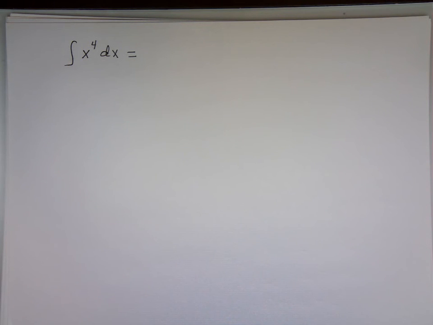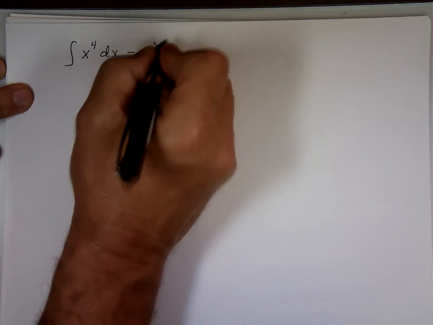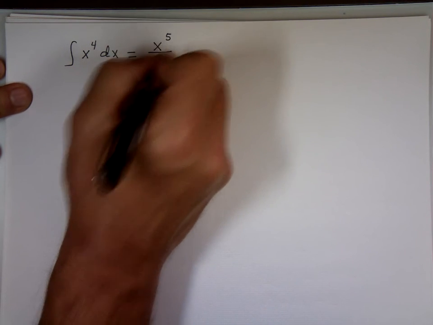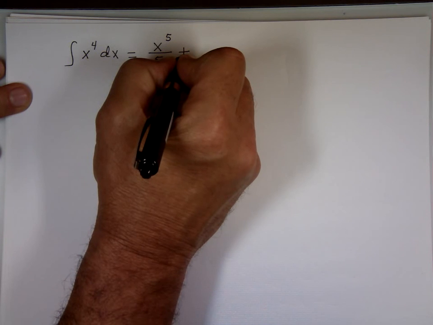Add 1 to the power and divide by the new power. When you add 1 to the power, what are you going to have? X to the 5 over what? 5, and don't forget to add what? C.